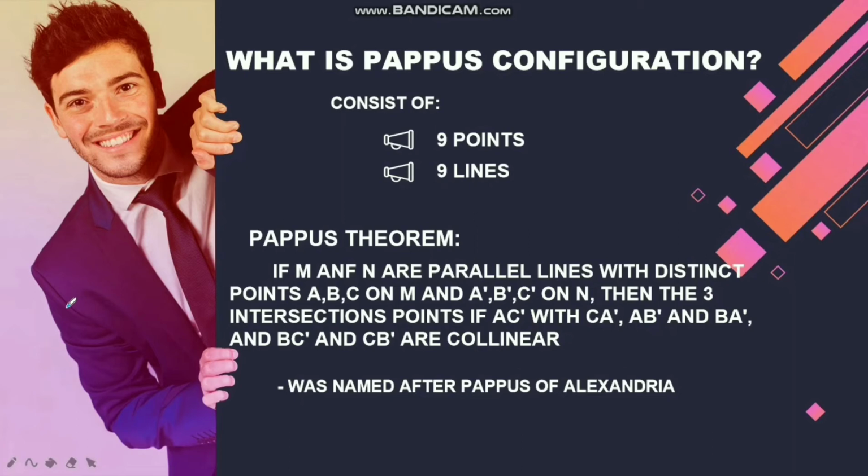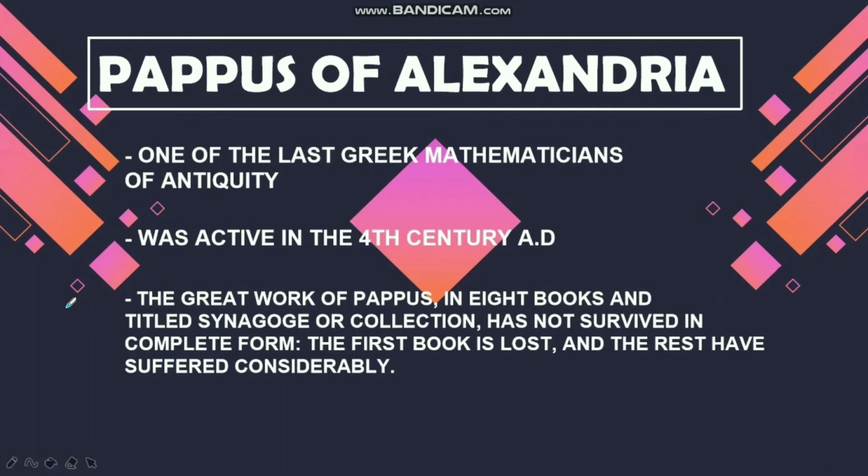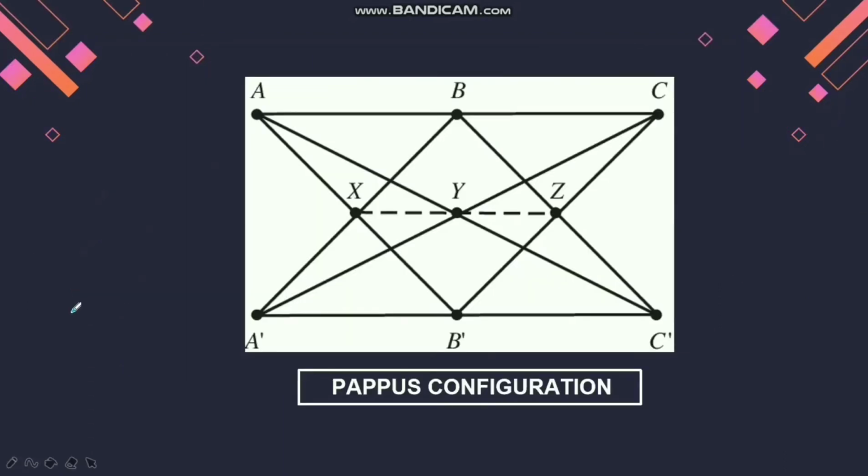The Pappus configuration was named after Pappus of Alexandria. Pappus of Alexandria is one of the last Greek mathematicians of antiquity and was active in the 4th century AD. The great work of Pappus in 8 books, entitled Synagogue or Collection, has not survived in complete form. The first book is lost and the rest have suffered considerably.